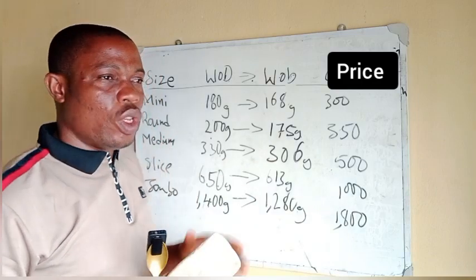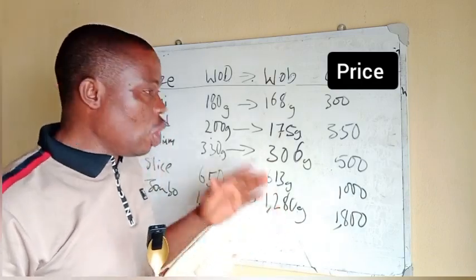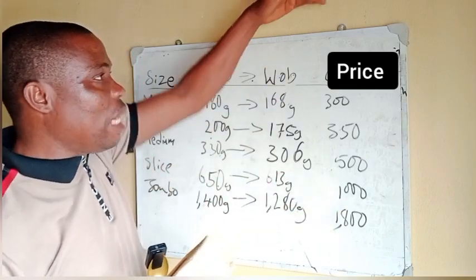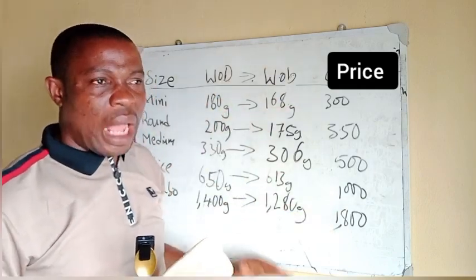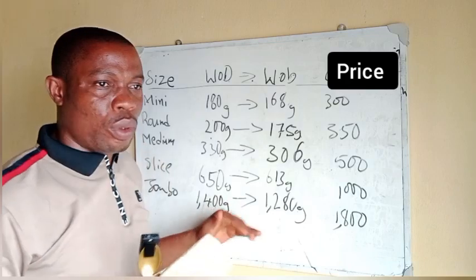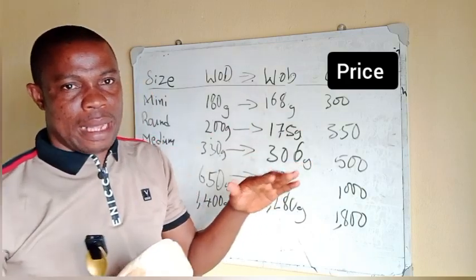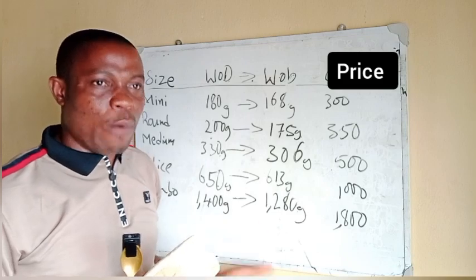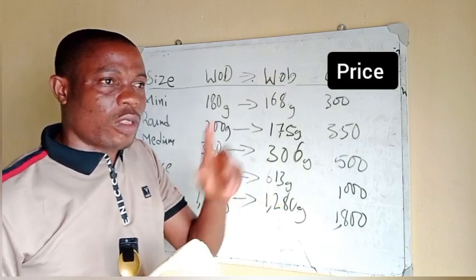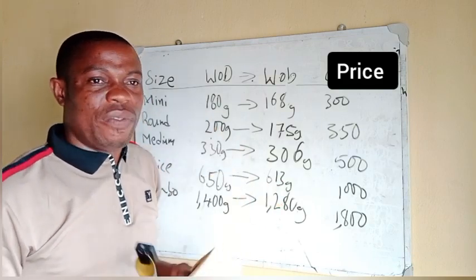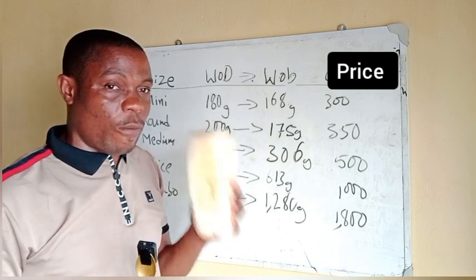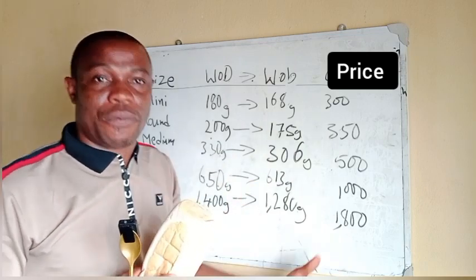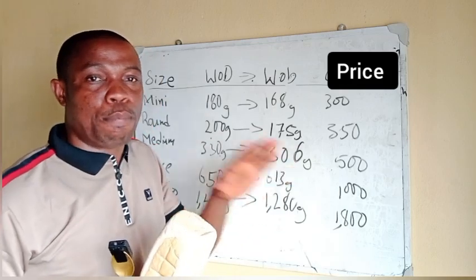Another way is, you know the cost of production. So calculate the cost of production, and then divide by the number of loaves. That way you will know the total cost of production per loaf. You now decide how much you will add as profit per loaf. That is another simple way.